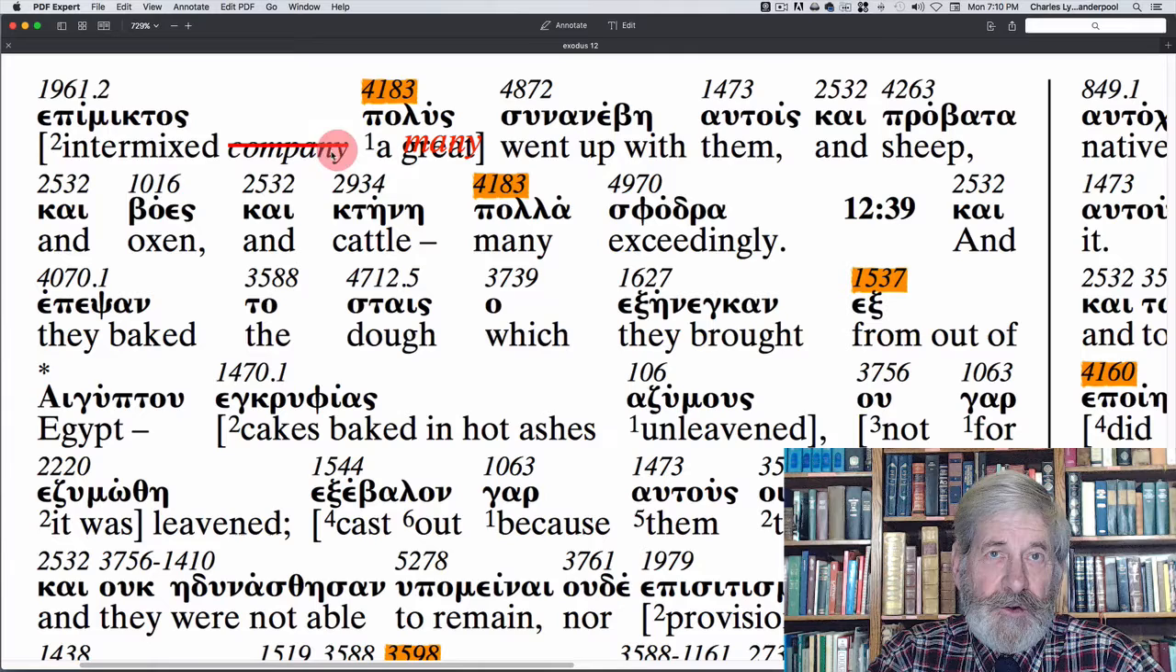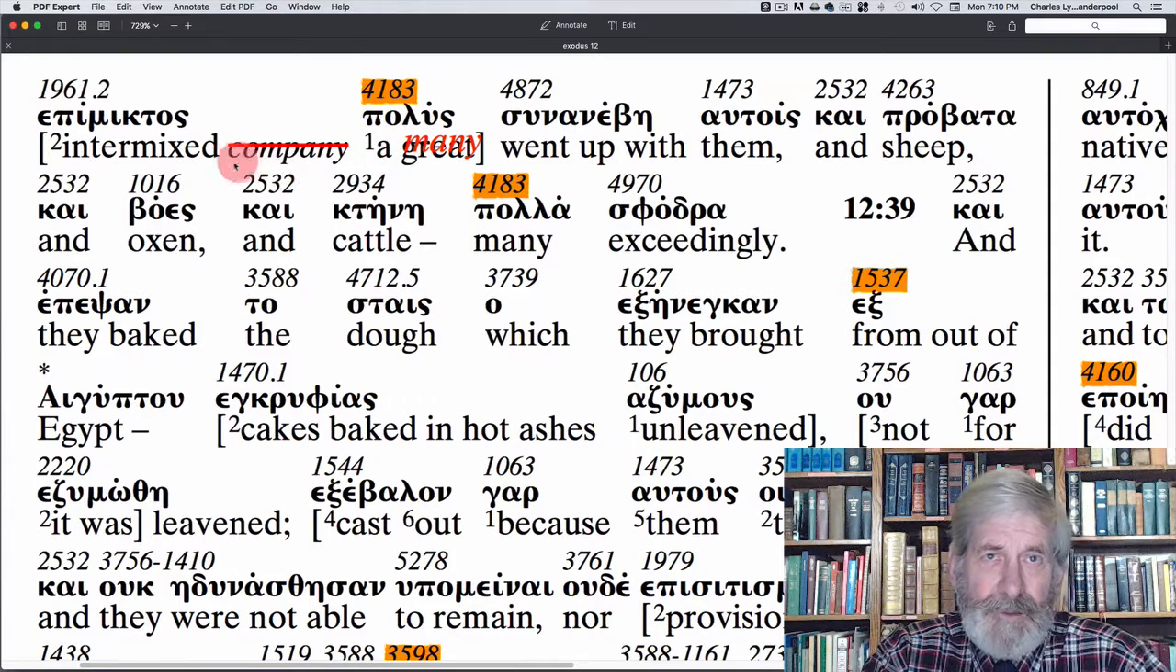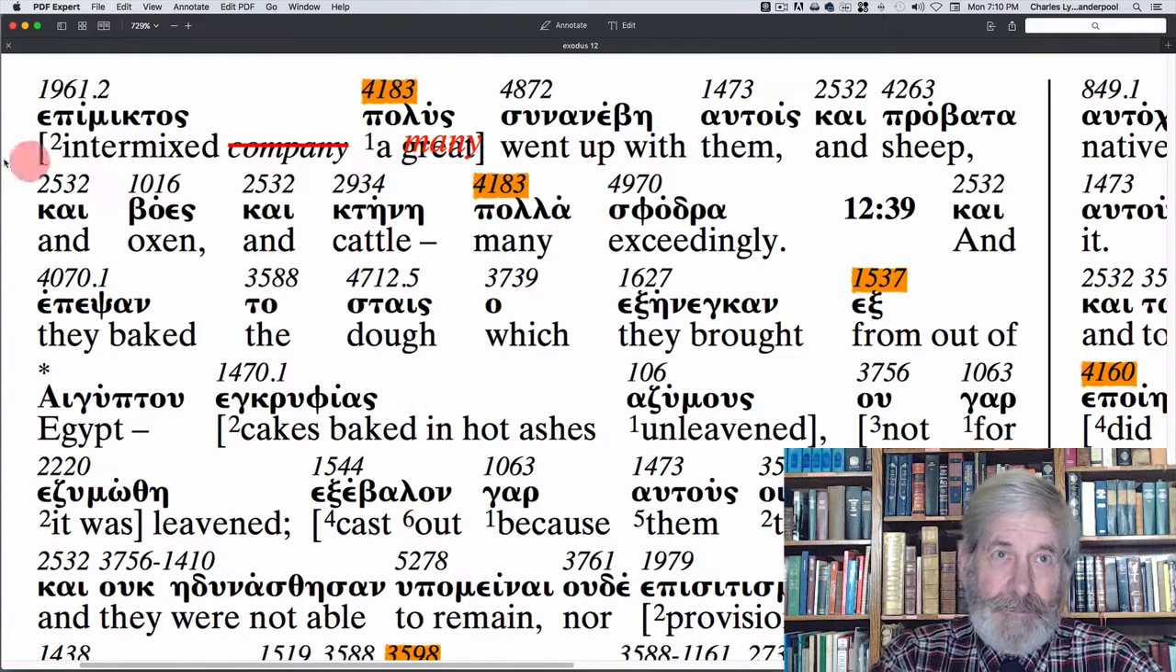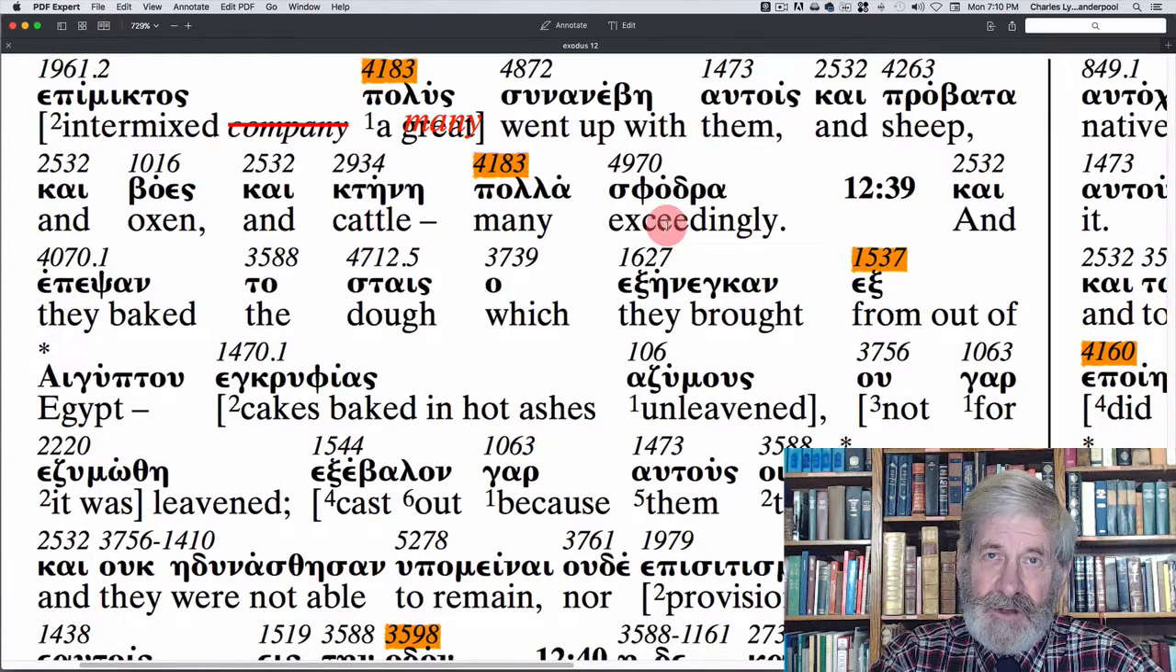And a great intermixed went up with them. I changed it from that to, and many intermixed went up with them. Many, instead of great and company, I scratched out many, and this will be if we do another edition. Many intermixed went up with them, and provata, and oxen, and cattle. And the cattle would have been the bovine family that they ate, and they sacrificed to the bovine family. Many exceedingly.